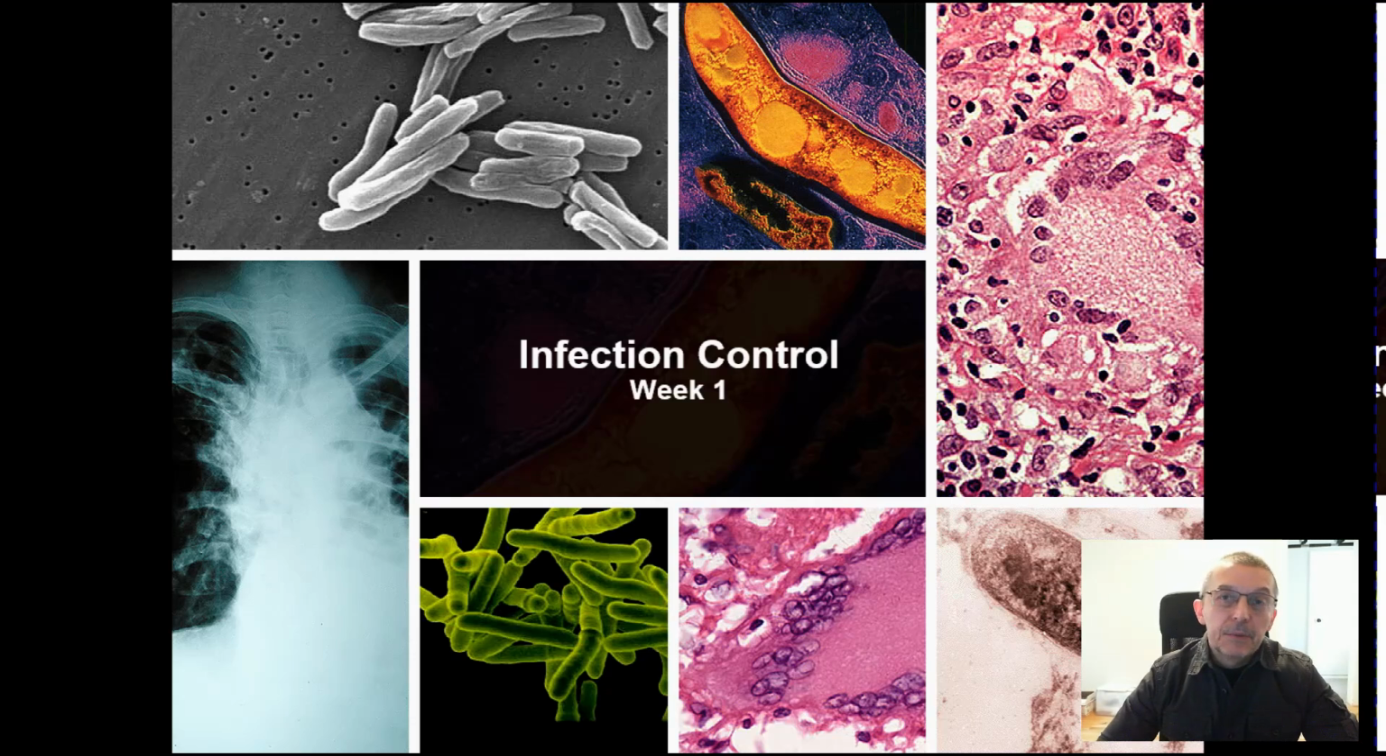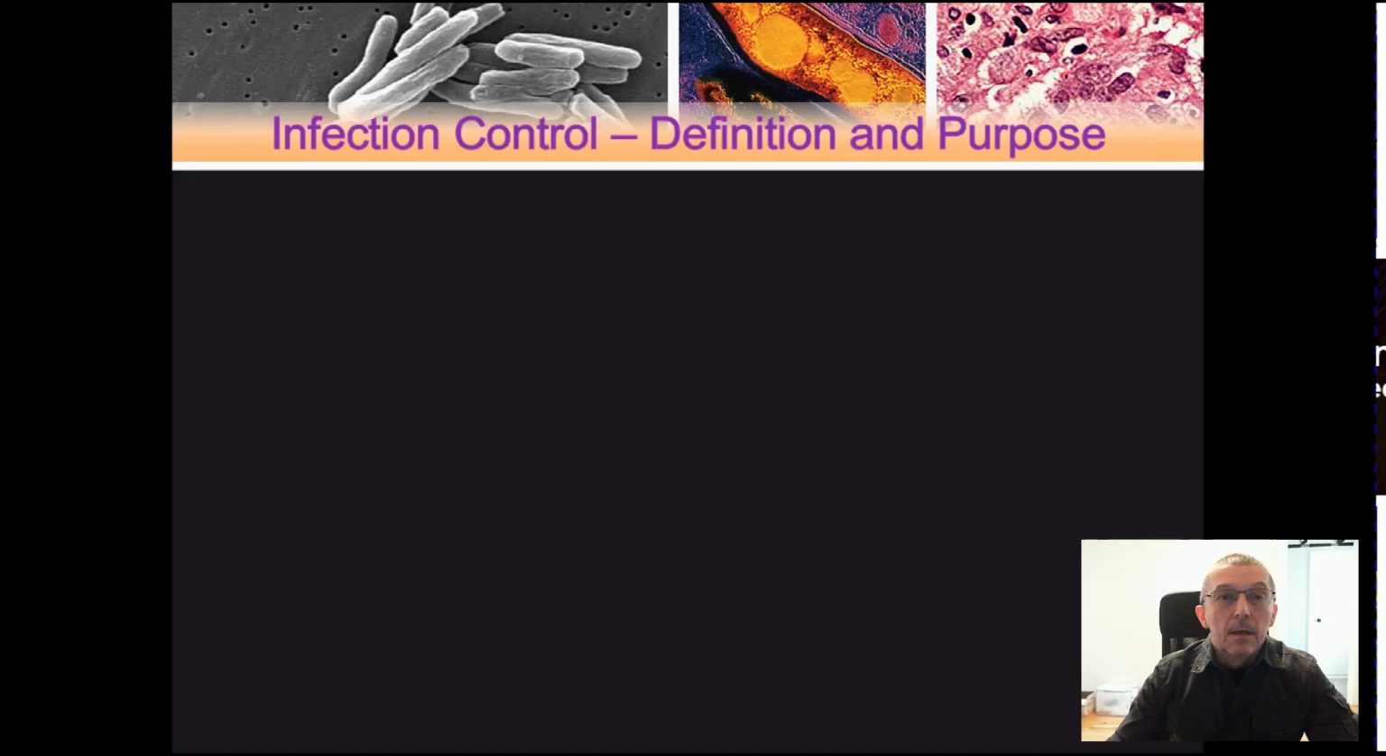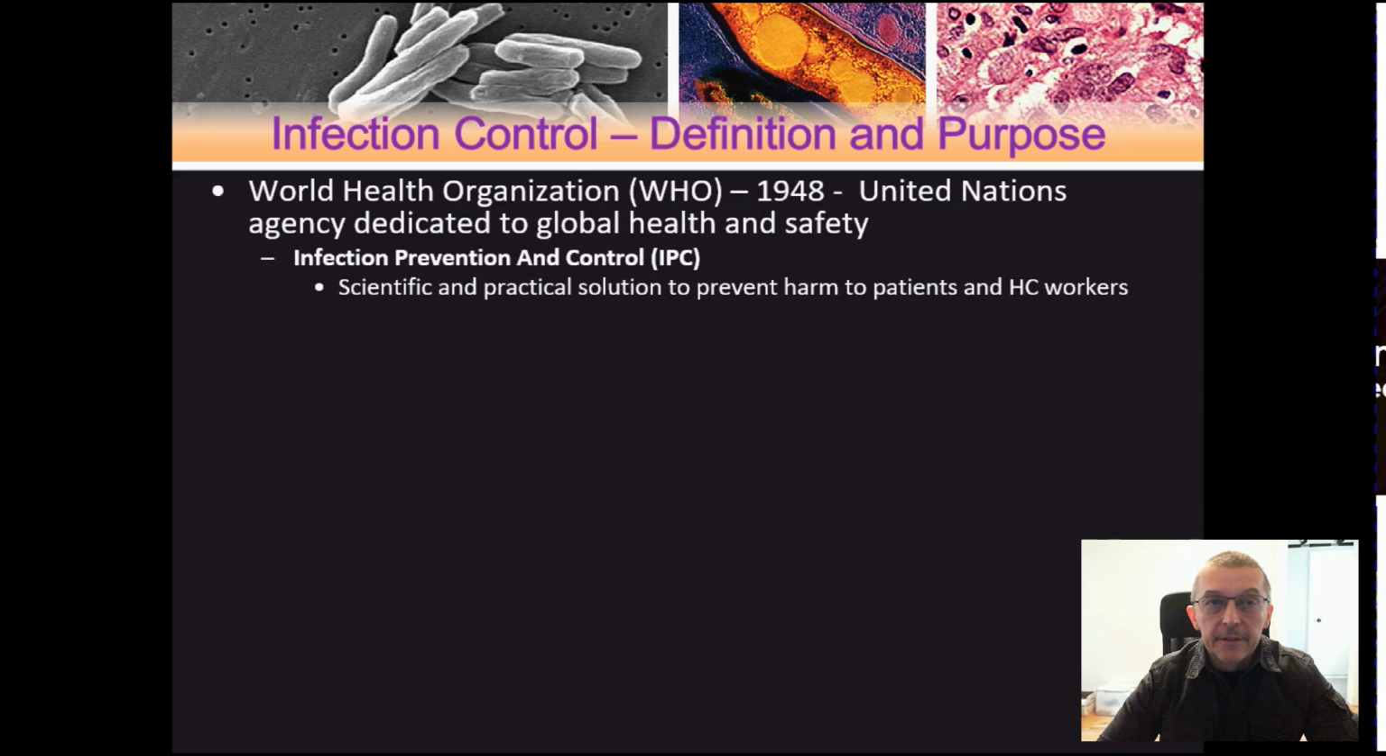Okay everyone, so now that we went through the course outline, let's continue with the first lecture, which is infection control. The World Health Organization, which was established in 1948 by the United Nations, was established to connect nations, partners, and communities and promote health and serve the vulnerable. The WHO came up with the IPC protocol, which is basically a scientific approach to prevent infection and harm to healthcare workers and their patients.